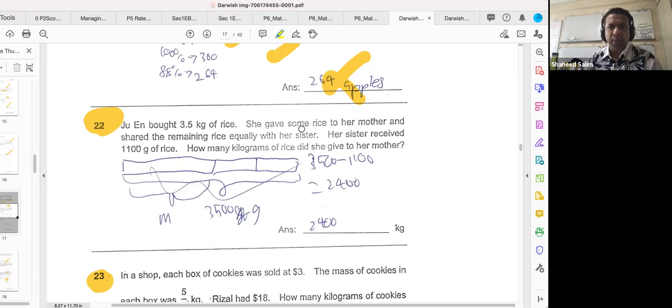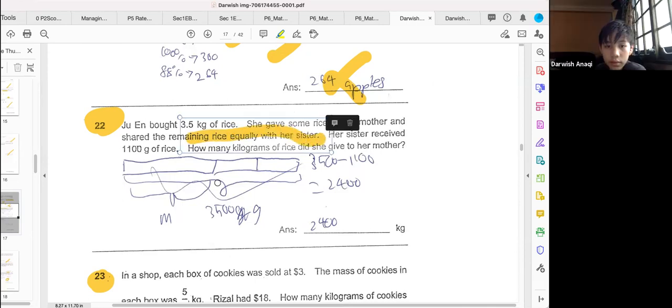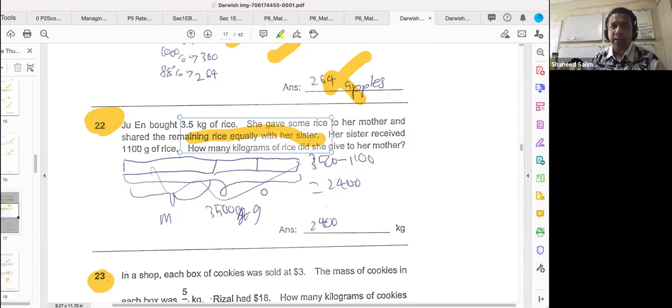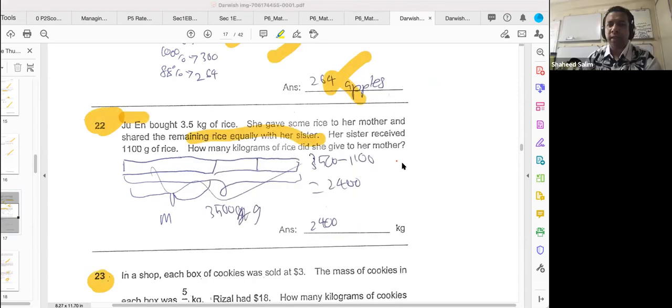So can you work backwards now? When you say shared equally, shared with who? The sister. Who shared? She, Su Earn. So now you must include Su Earn also. So you must times 2 first, right? You get it? So how many persons are getting the rice? 3. So now the sister gets 1,100, right?